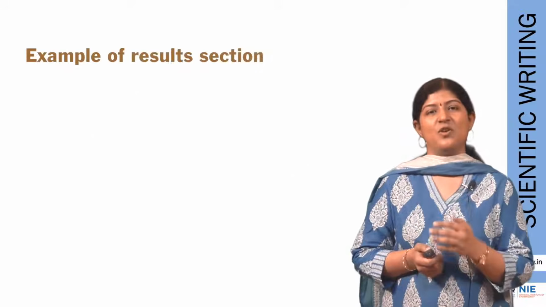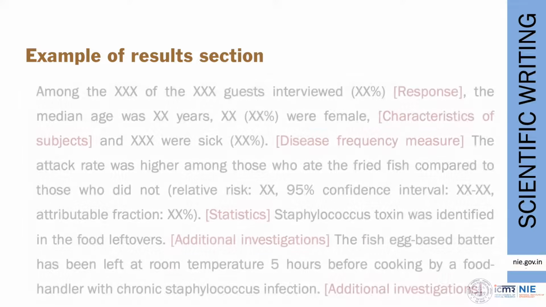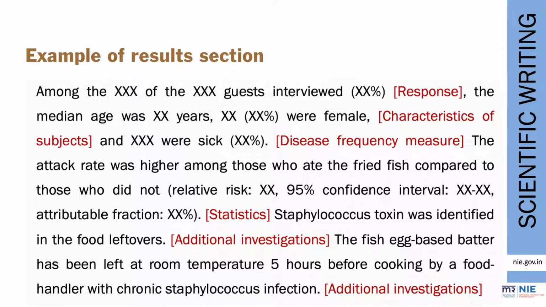Continuing with the example of the outbreak investigation, a sample results section should usually look like this in an abstract. The first line is going to give you the response rate, which says, of the so many guests that we were interviewing, so many responded to our survey. What were the characteristics of the subjects who were included? How many of them were male, female? What was the median age? How many of them had gastroenteritis? That is, what is the incidence of gastroenteritis in the study?